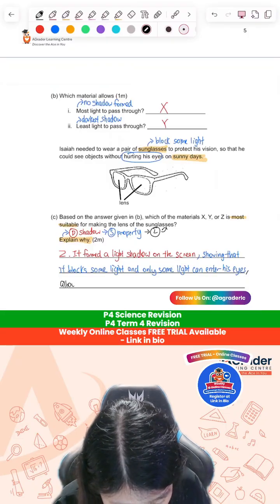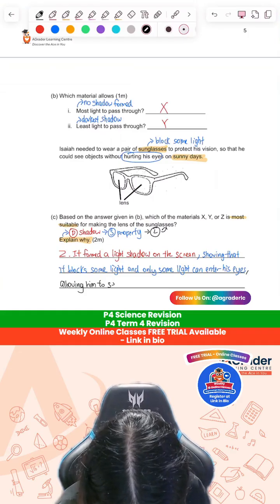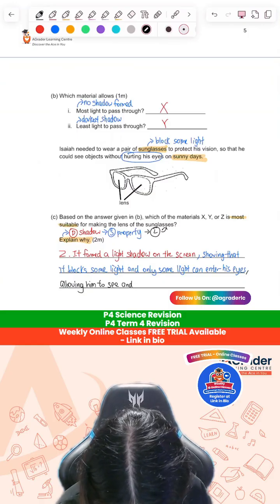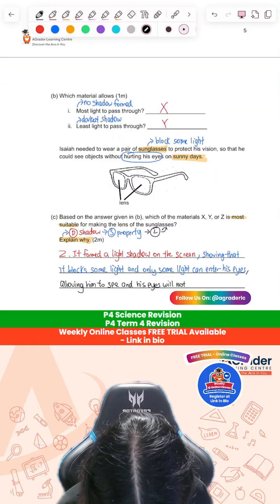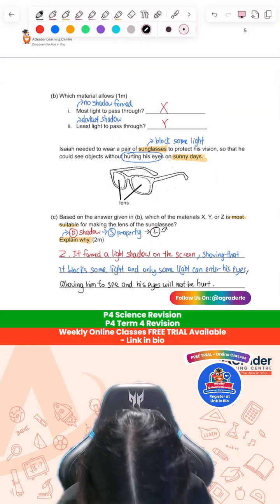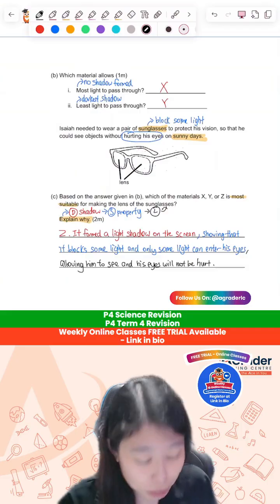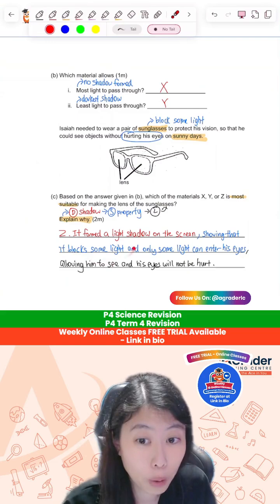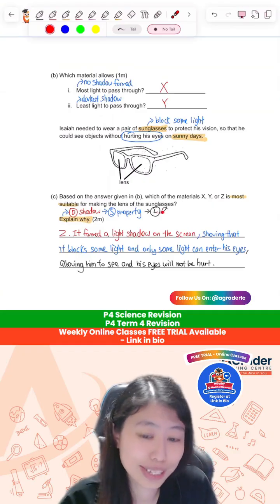Third step, L. To see and his eyes will not get hurt. L means link. Link back to the question. You must explain why you choose this kind of property. Why you choose material Z to be made into the lens of the sunglasses.